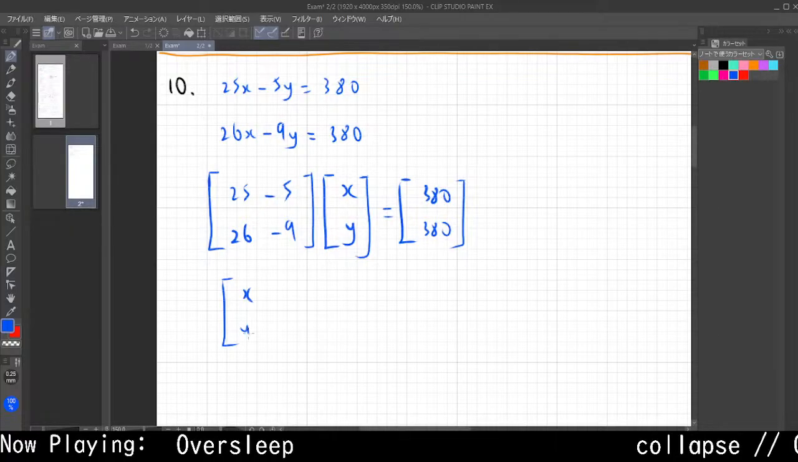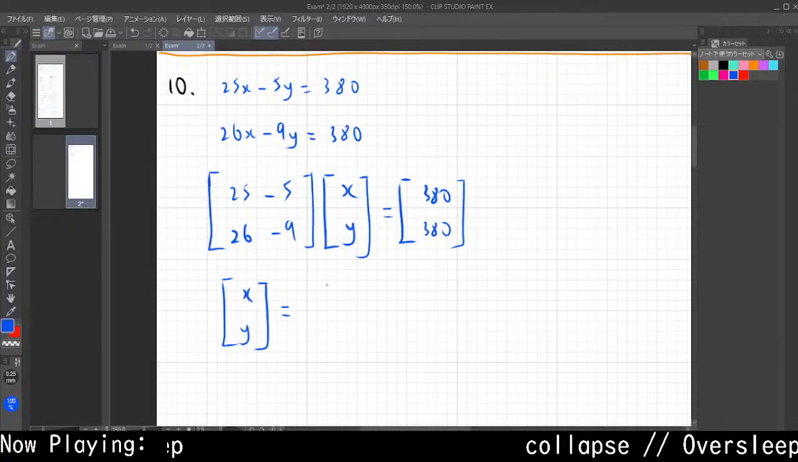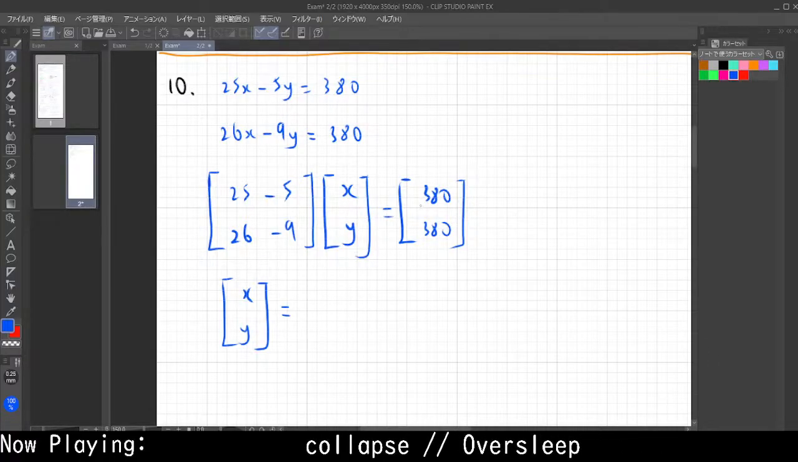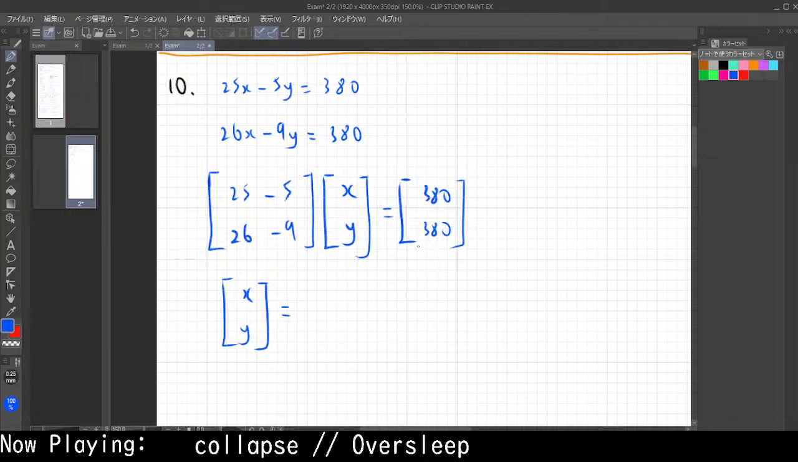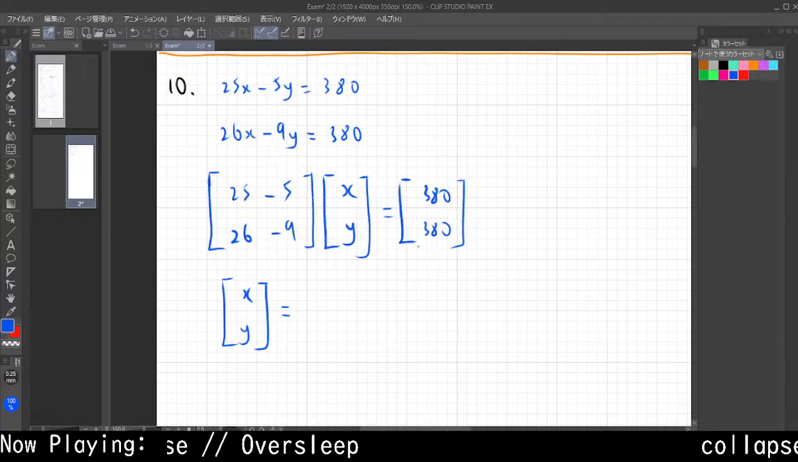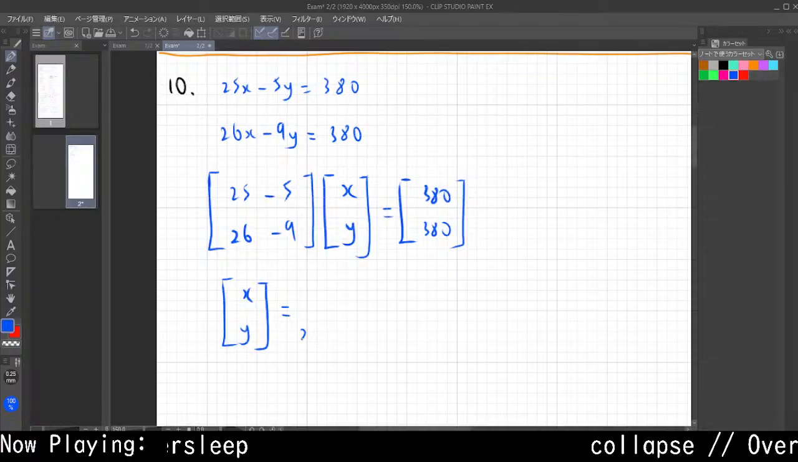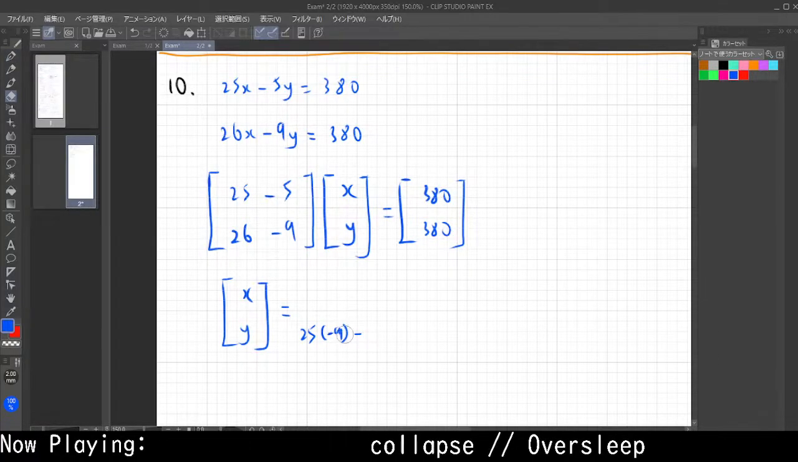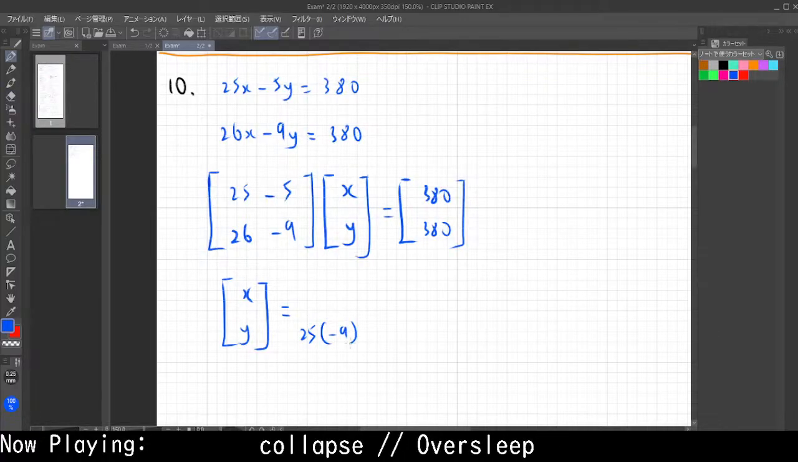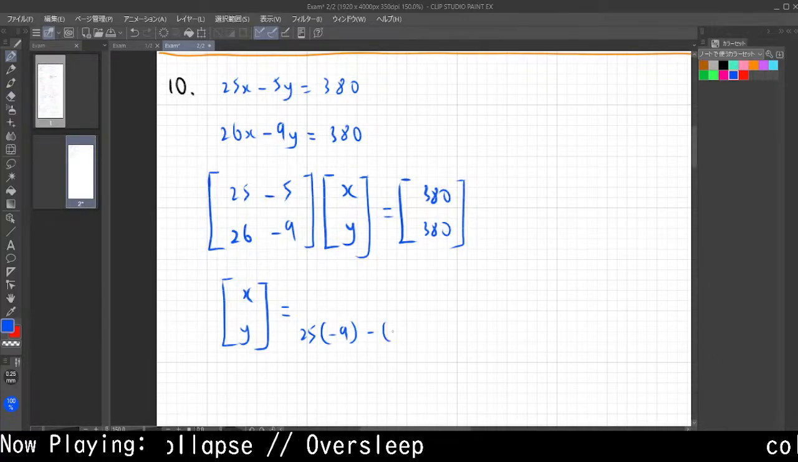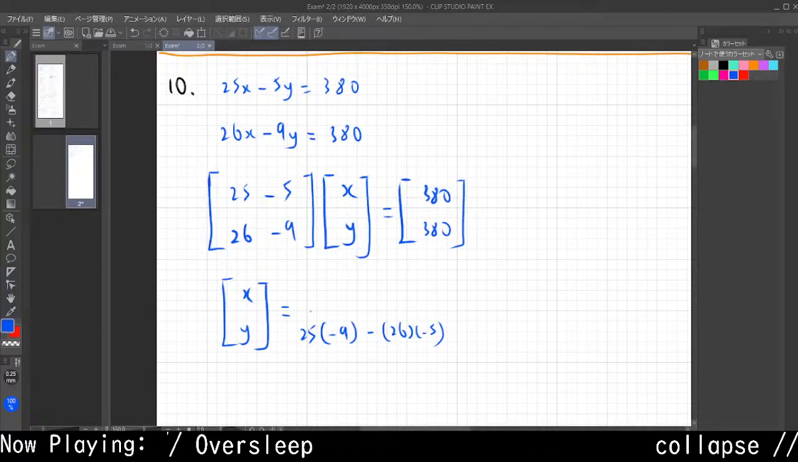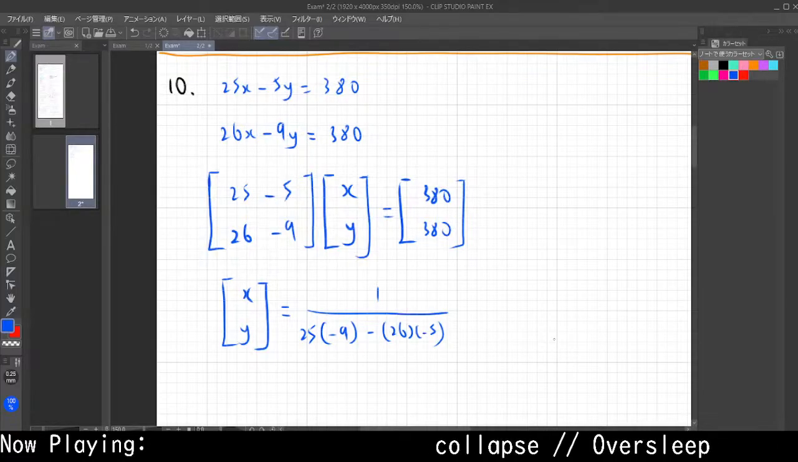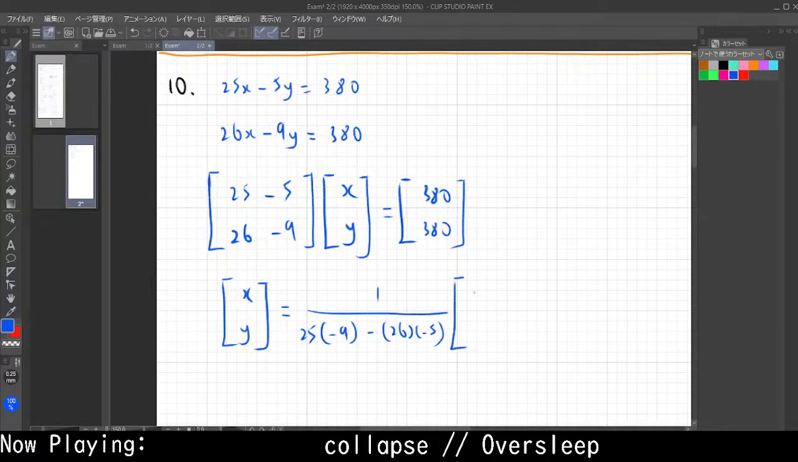So from here on, it's basically standard per se. If you bring your 2 by 2 over, you basically want to put it in front of your 2 by 1, because only then can you multiply, and then you want to find its inverse. So it will be 1 over 25 multiply negative 9 minus 26 multiply negative 5, and then this is 1 over this. Beneath is basically the determinant of the matrix. Okay, then you want to inverse.